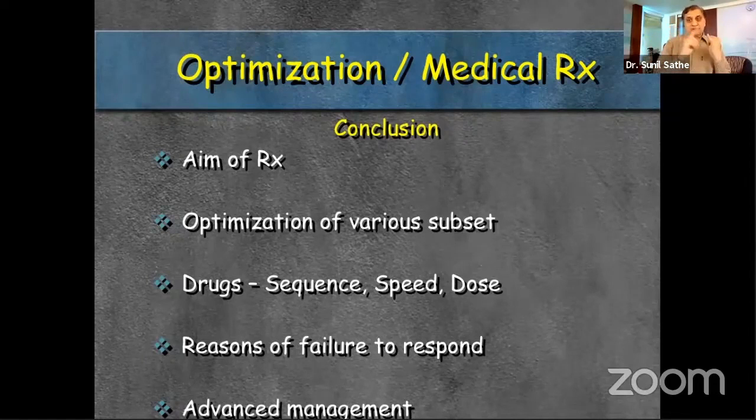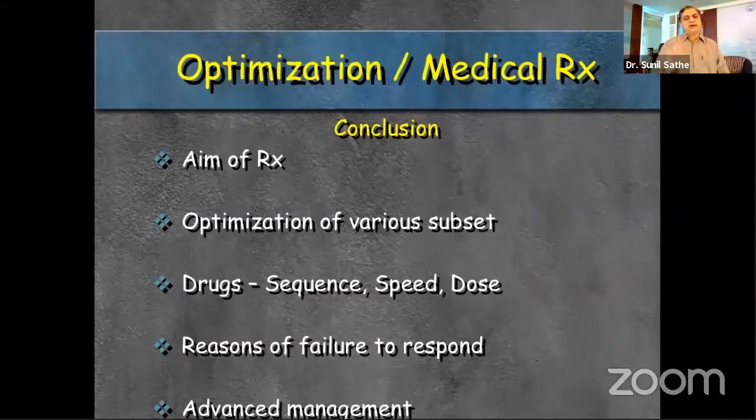Number one, drugs. Sequence, speed, and dose. Remember this. This is important. Sequence, speed, and dose. Just don't keep on arguing ARNI first or SGLT2 first. There are webinars after webinars discussing this. No, you should look at the clinical hemodynamics of the patient and look at the sequence, speed, and dose. Reasons of failure to respond. I told you 3 reasons of failure to respond. Despite optimization, that means I have optimized everything, patient has not responded. What are the reasons? And finally, please, if at all the clinical optimization, drug optimization fails, please refer the patients for advanced management at the right time.